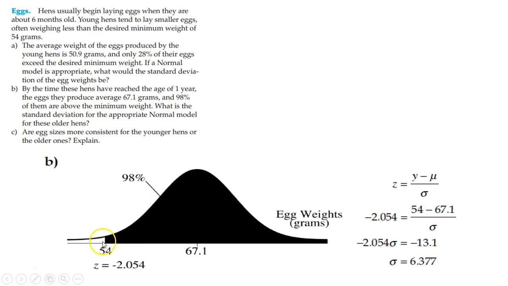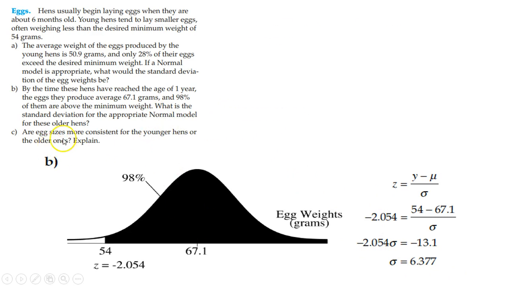Well, 98% above means 2%, or 0.02, this way. So now I find the z-score again by doing inverse norm of 0.02 on the standard model. I know the z-score and the difference between them, so I multiply by the standard deviation and divide to find out that the standard deviation of these older hens is 6.377.